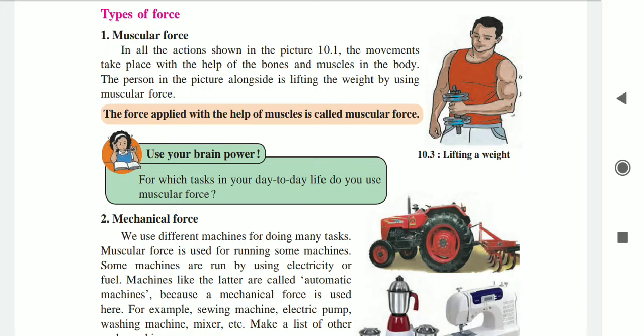Till now we saw what is force. Now let us see in part 2 types of force. So before that, let's see the video.